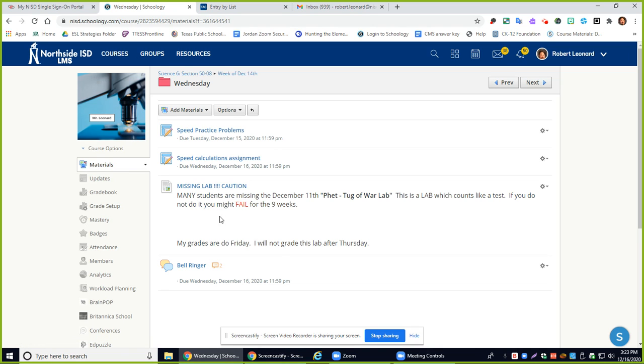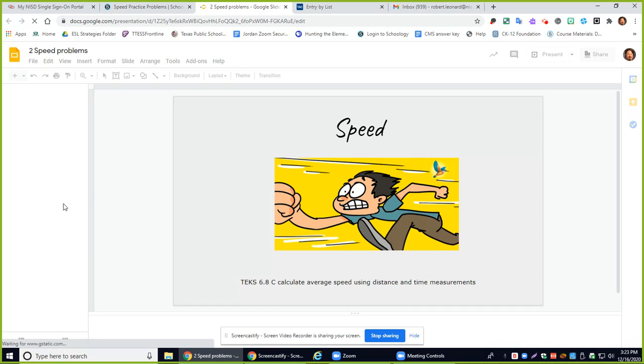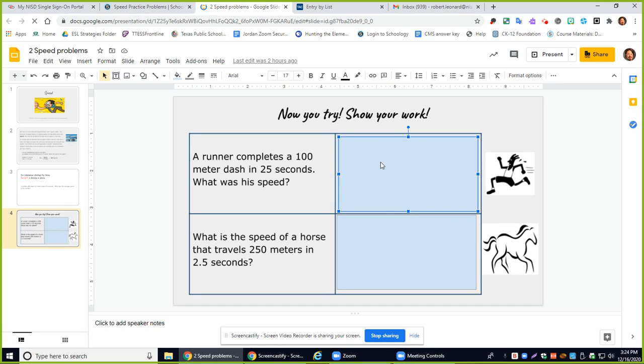Just like the bell ringer, I want you to do these one step at a time. The first thing you always do is you always write your formula. So let's go ahead and start off with my formula. It says a runner completes a 100-meter dash in 25 seconds. What was his speed? As soon as I see that, I write the speed formula. Speed is equal to distance divided by time. Okay, easy enough. That's the first step.